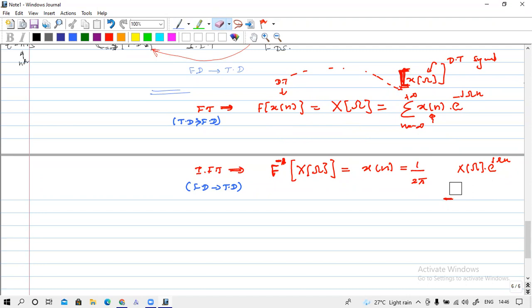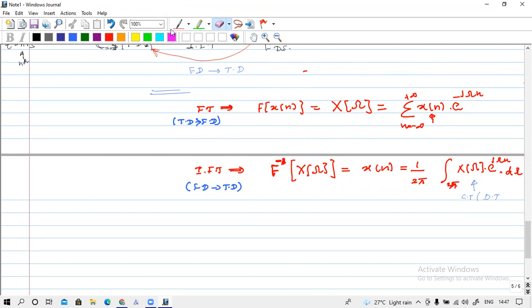Here we can't put summation because we don't know whether this X(ω) is actually discrete time or continuous time. It may be continuous time also. So here we have to apply the integral. The integral should be within −π to π, and it is with dω. So these are the two identities for Fourier transform and for inverse Fourier transform. You have to remember these two identities.